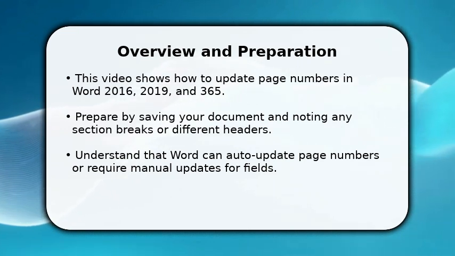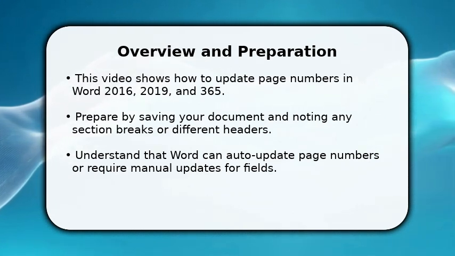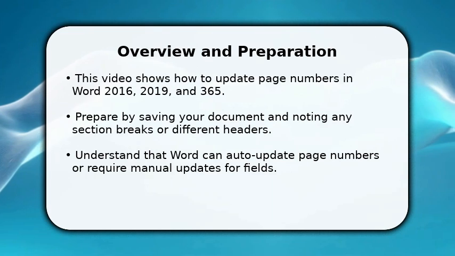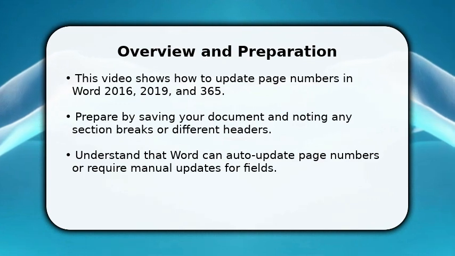Open the View menu and switch to Print Layout to see page numbers accurately. Understand that Word can auto-update page numbers or require manual updates for fields. I will walk you through header and footer updates, section restart options, and updating the table of contents.